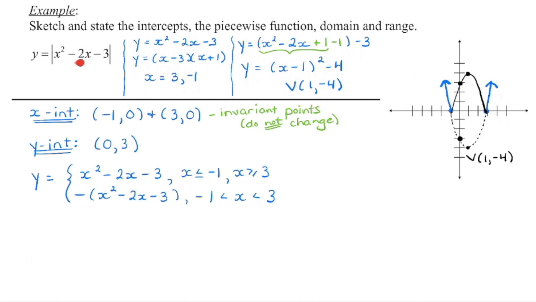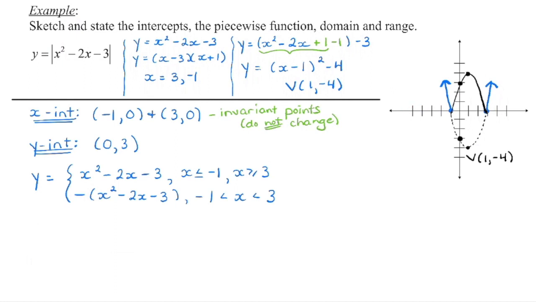If this piece is negative, we take the absolute value and we get the opposite function. So we get a vertical reflection. It's going to reflect over that x-axis, and that's going to occur for all values of x in between negative 1 and 3. The domain of that graph, we can see it's going to continue on forever.